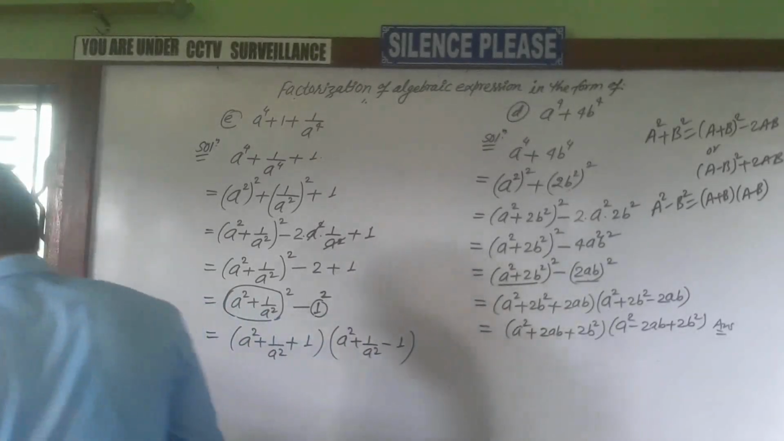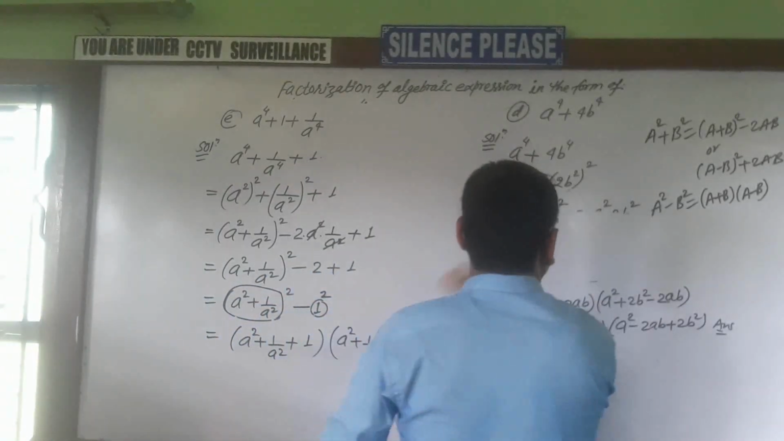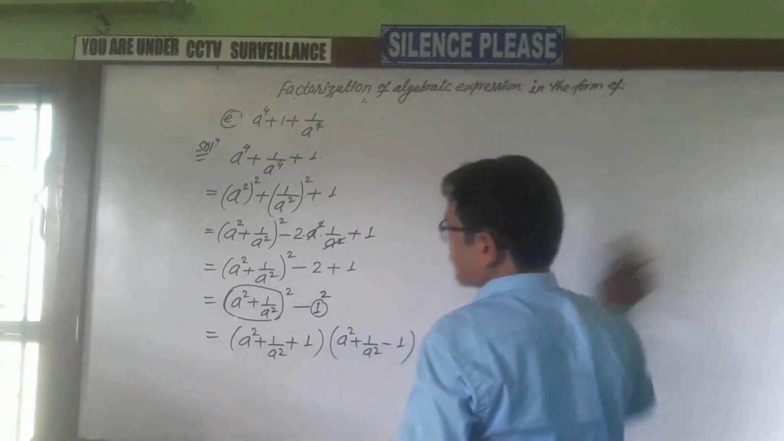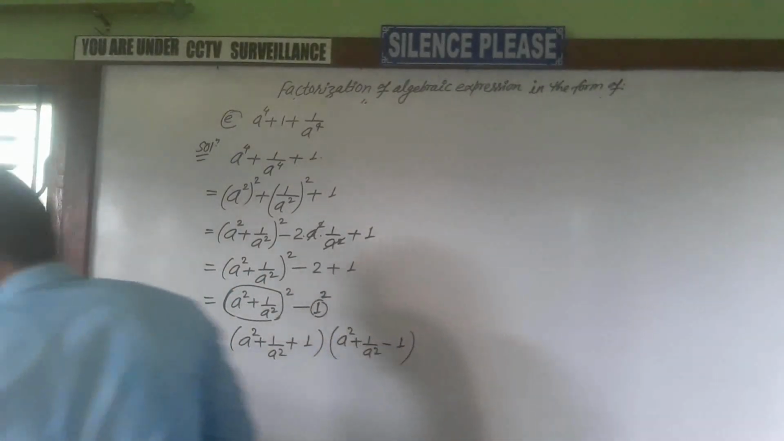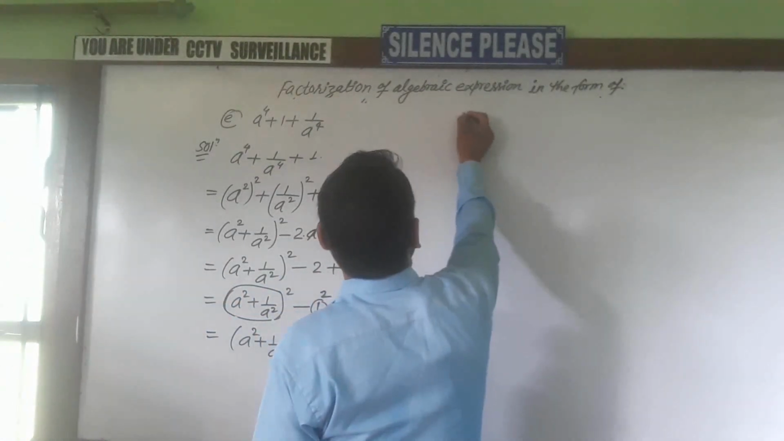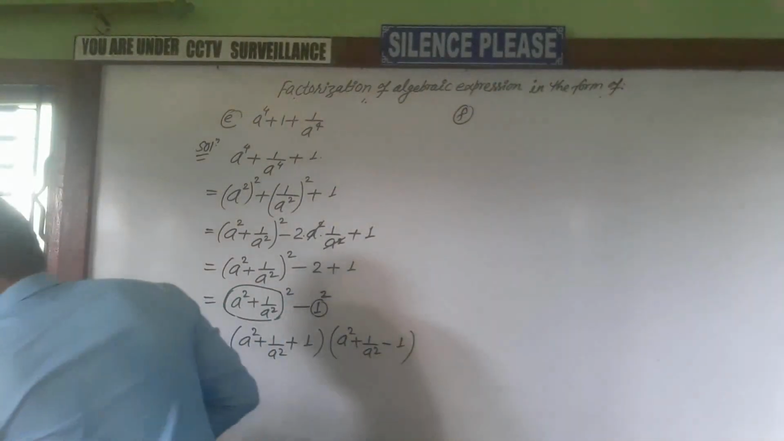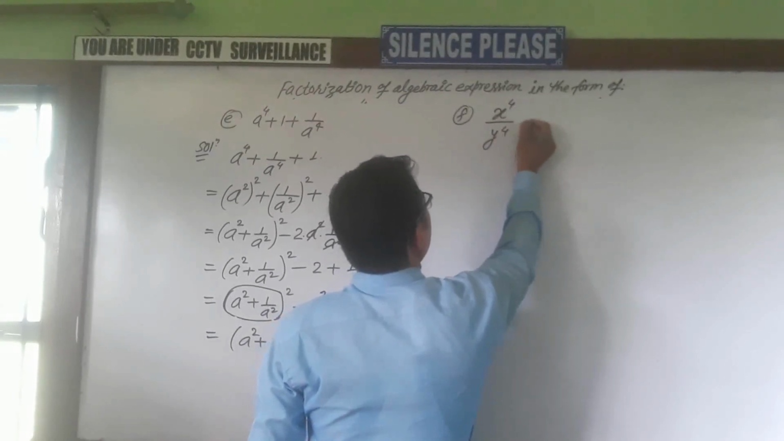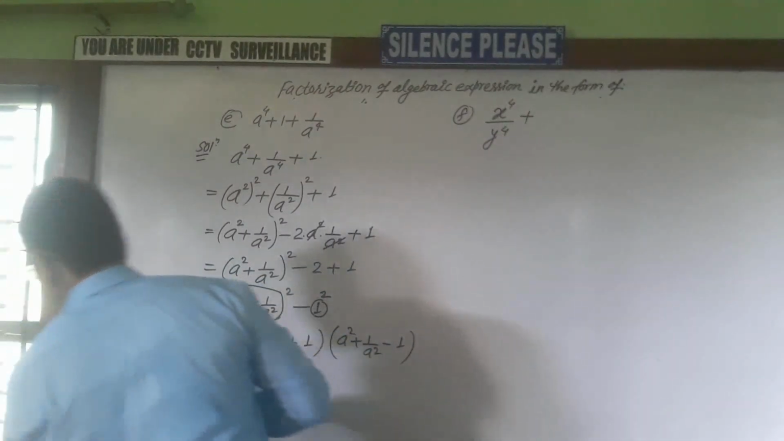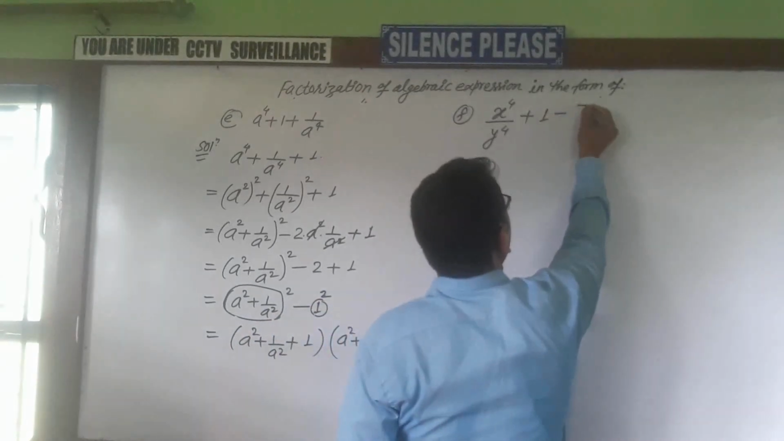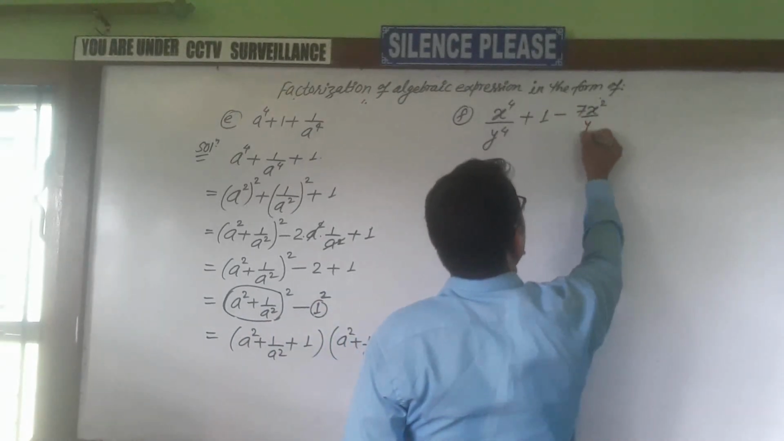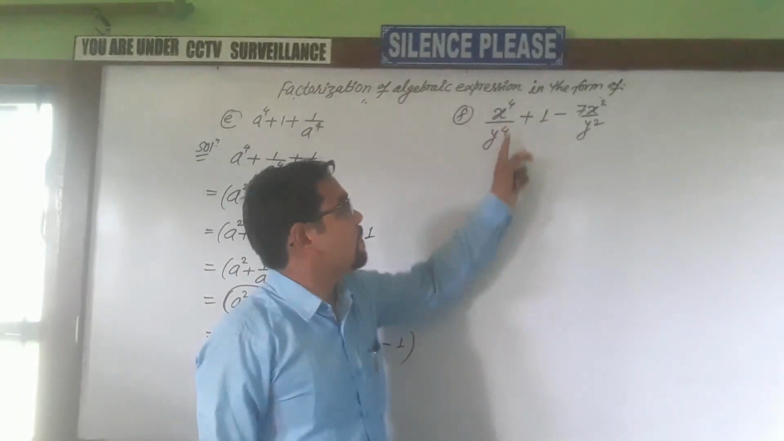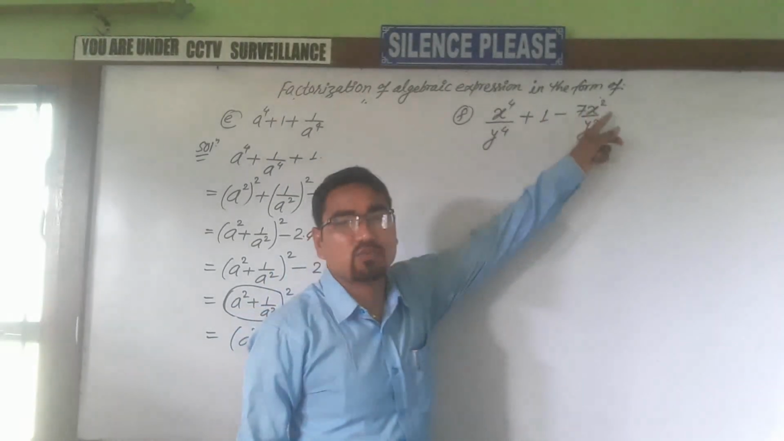I would like to do here, that is x power 4 upon y power 4. This question is in fraction. The students are maximally confused by this, so I am going to do E number, F number now. There is x power 4 upon y power 4 plus 1 minus 7x square upon y square. All the students, you can see this question is given in fraction: x power 4 upon y power 4 plus 1 minus 7x square upon y square.